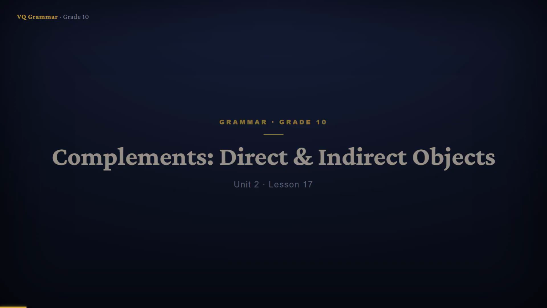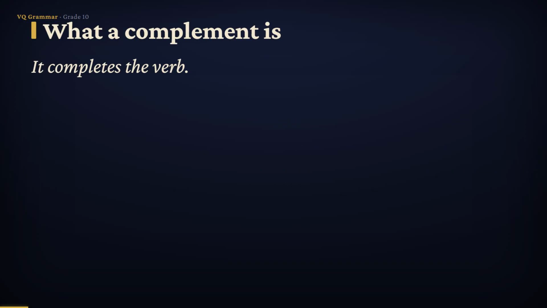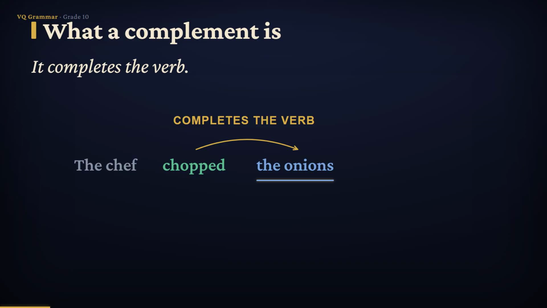Let's get started. Let's start with the word complement itself. A complement is a word or a group of words that completes the meaning of a verb. Watch it happen. The chef chopped the onions. The chef is the one doing something, and chopped is the action. But stop the sentence right there. The chef chopped. And you can feel a hole in it. Chopped what? The words the onions fill that hole. They finish the verb's meaning, and that is exactly why we call them a complement.